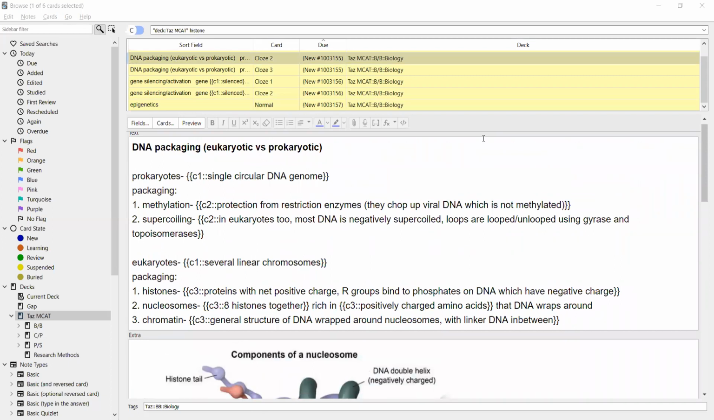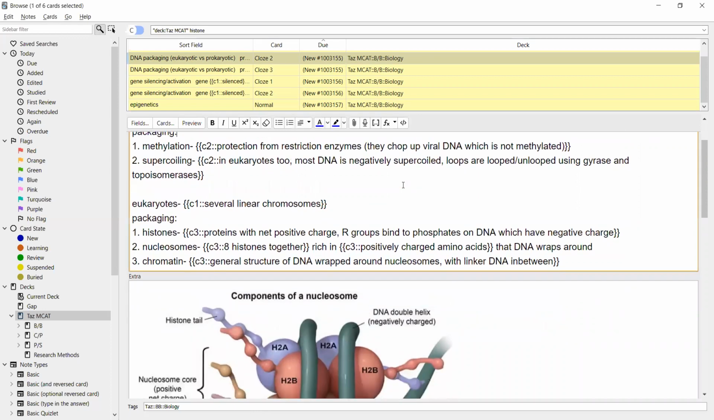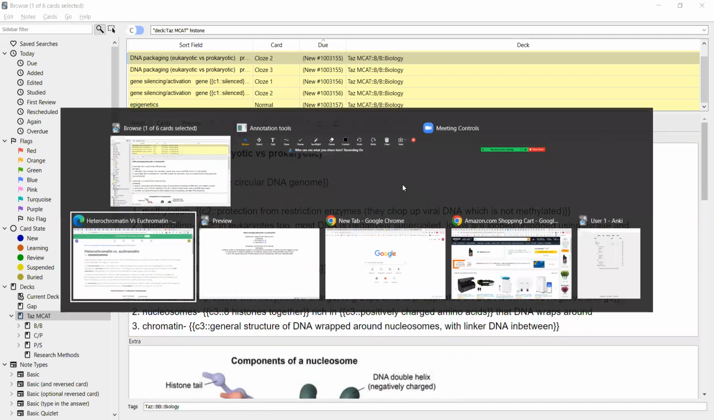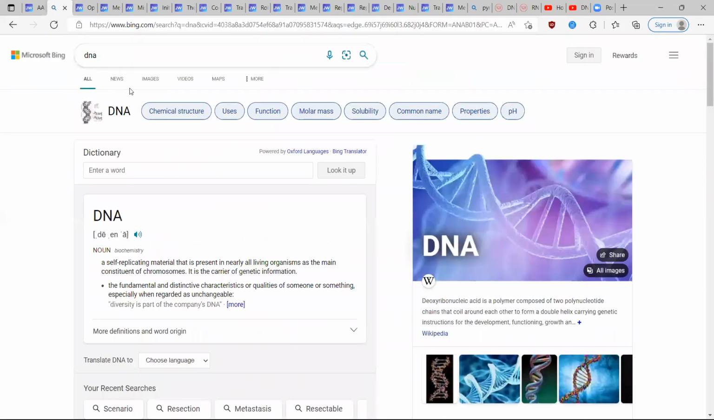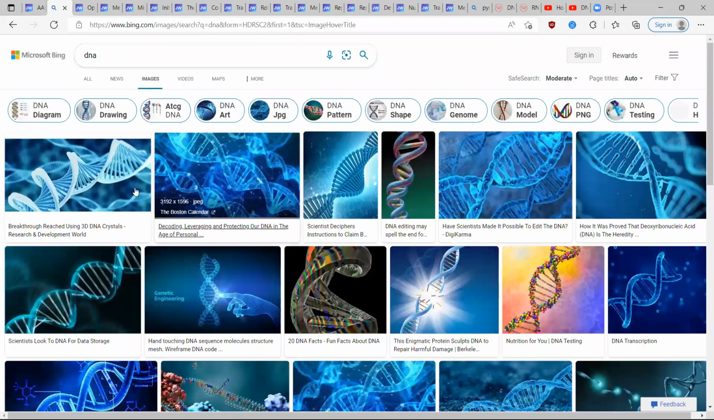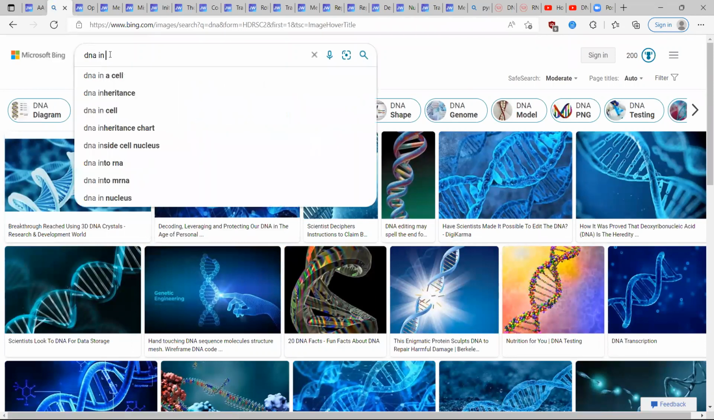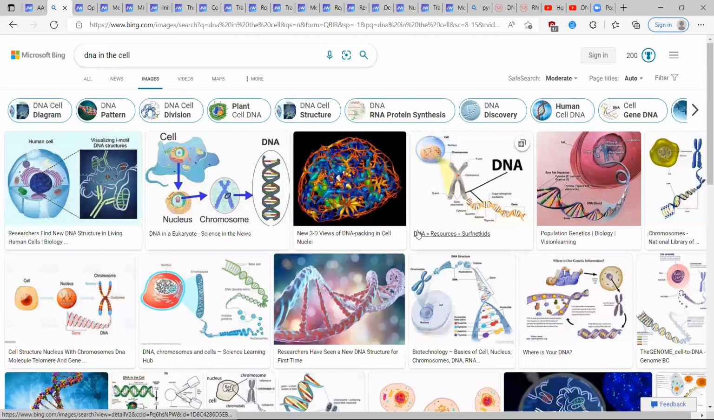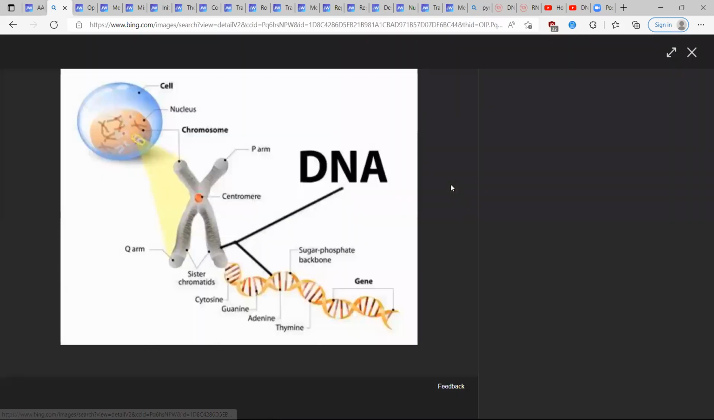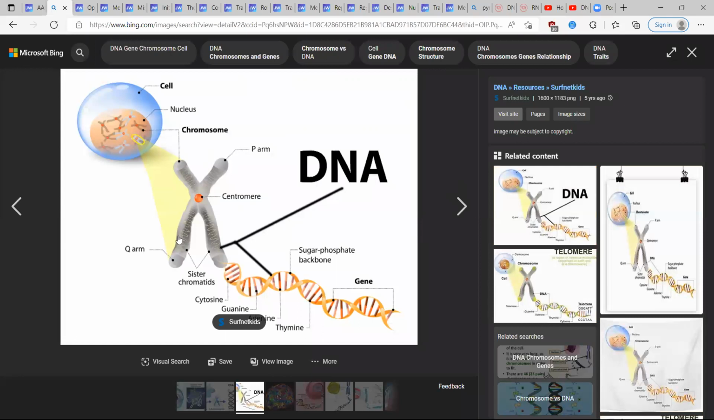DNA, as we know, we see it two different ways, right? If we just search for DNA, then we'll see this long double helix, right? But in the cell, in the nucleus, we see it like this. We see this X shape, we see the chromosomes, right? And that is DNA, right?